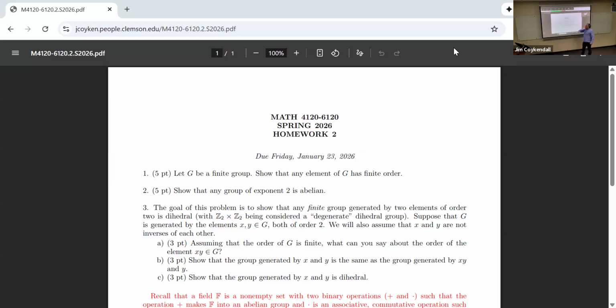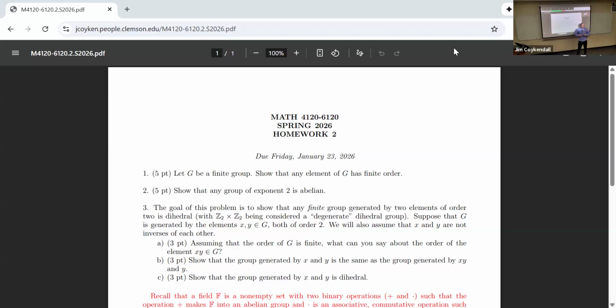The first one: let G be a finite group. So it's a group with finitely many elements in it. Show any element of G has finite order. My hint to you there is just take an element X in G and keep combining it with itself: X times X, X times X times X, and keep going and see what happens.